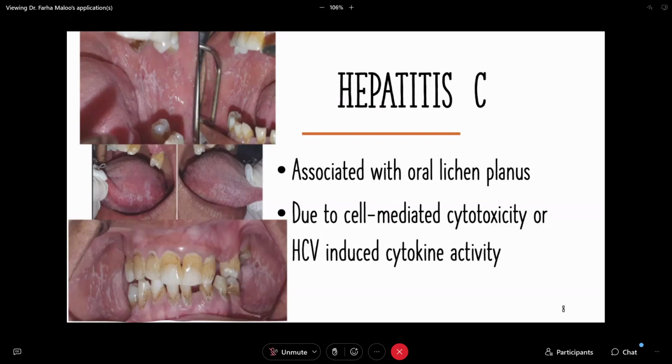This oral lichen planus type of formation occurs mainly because of the cell-mediated cytotoxicity or the HCV virus-induced increased cytokine hyperactivity. These are the classic white lacy lines and oral lichen planus type condition which hepatitis C presents.